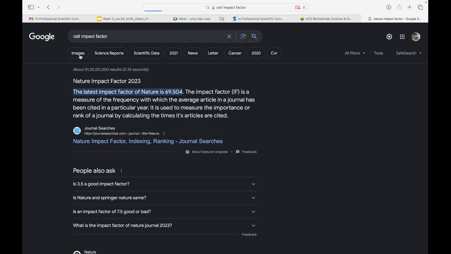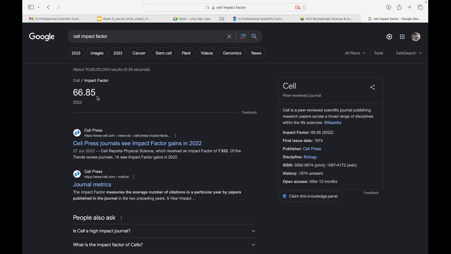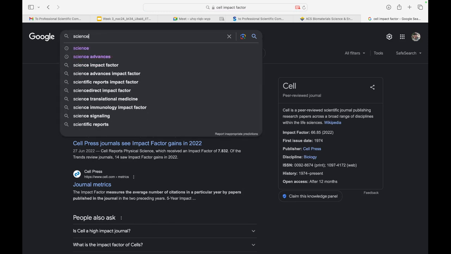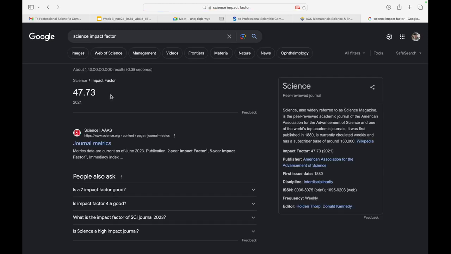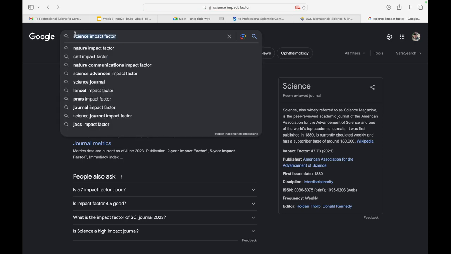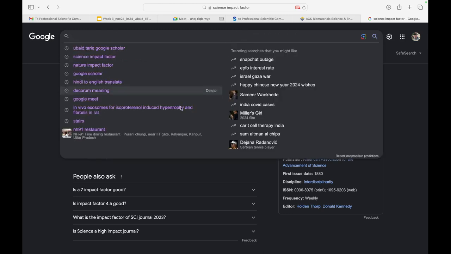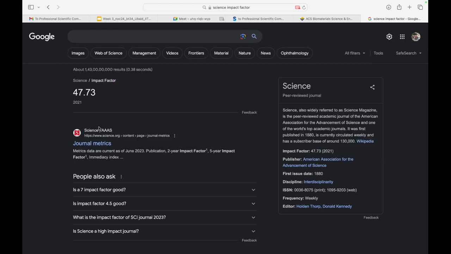Cell has a 66 impact factor. I say Science. These are some of the very well-known journals. 47 impact factor is lower than Nature. Is the impact factor about a particular article or about the journal only? About the journal only. So impact factor is about the journal only.